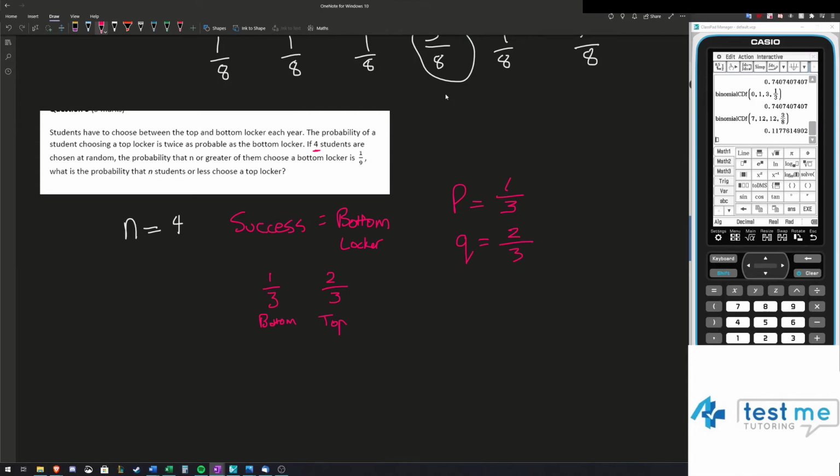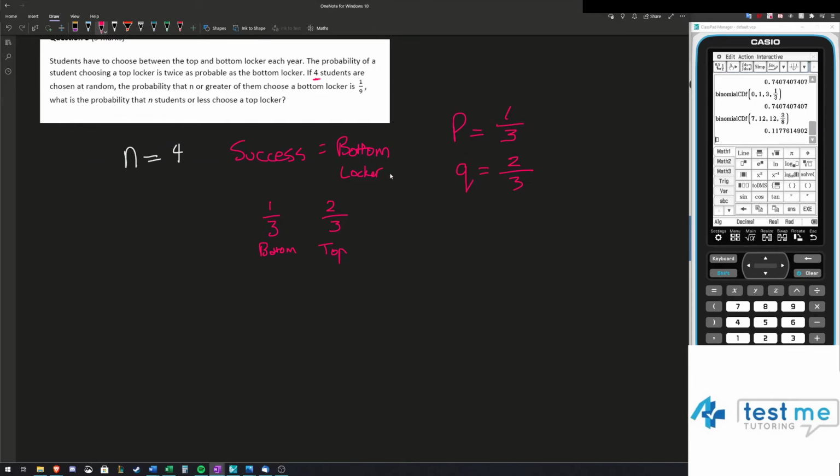So now we can work with some binomial distribution, okay? What we've got to work out here, and this is where we get a bit lengthy with this question, is that we're not knowing what the x value is, because it's kind of like x students or less. Why do I always get this wrong? You'd think someone going through this many years of maths would know the difference between greater than and less than. So, n students or less, choose a top locker.